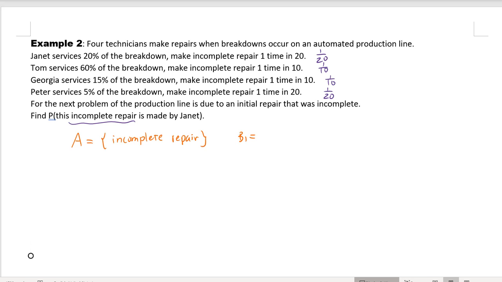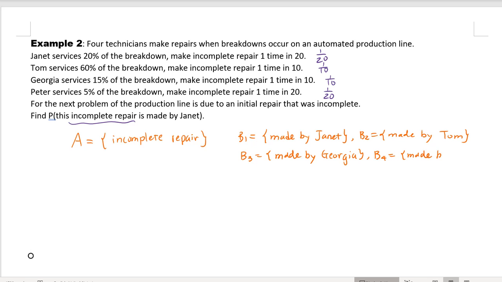And B1, let's say made by Jeanette. B2 made by Tom. B3 made by Georgia. B4 made by Peter.